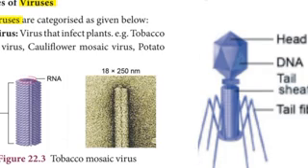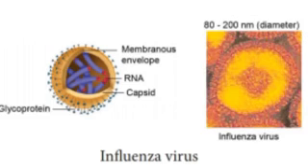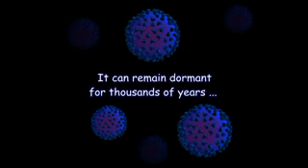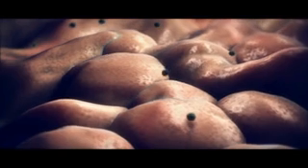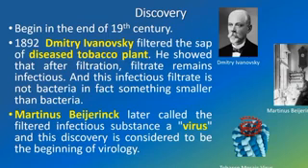Today we are going to discuss viruses: how they were discovered, their characteristics, structures, and the types of virus. A virus is an ultramicroscopic organism that exists almost everywhere on earth. They can infect human beings, animals, plants, fungi, and even bacteria.